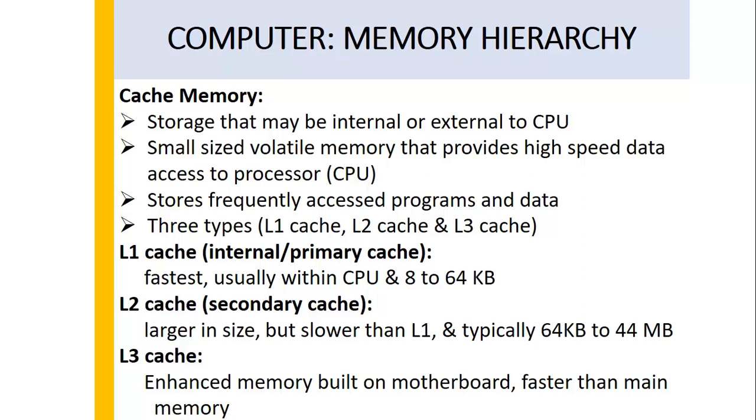So there are three types of cache: L1, L2 and L3. L1 cache is internal and integrated on the CPU. It is the fastest cache whose size is from 8 to 64 kilobytes. L2 cache is a secondary cache that is larger in size but slower than L1, typically ranging from 64 kilobytes to 44 megabytes. L3 cache is an enhanced memory built on the motherboard, faster than main memory, that is the next memory in the hierarchy.